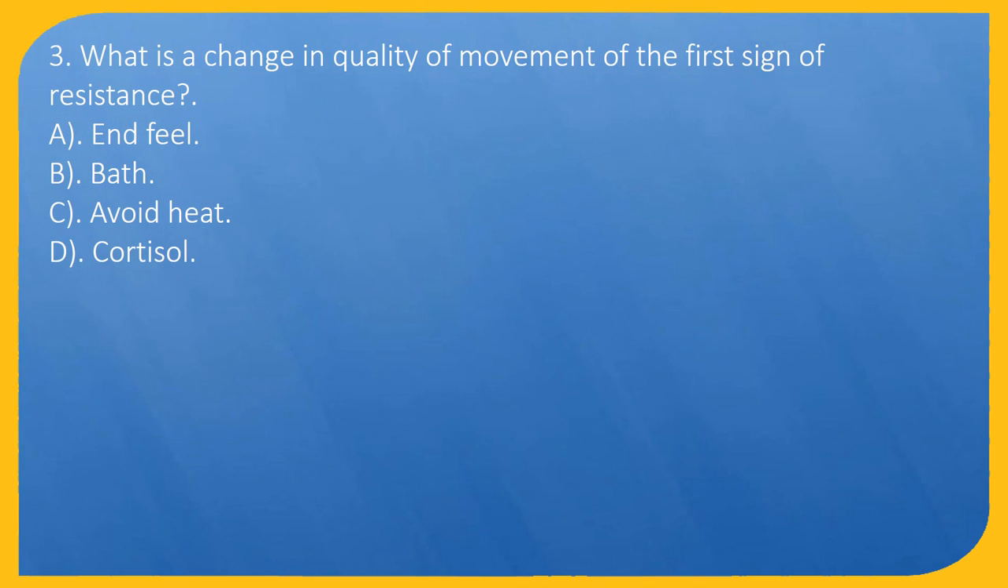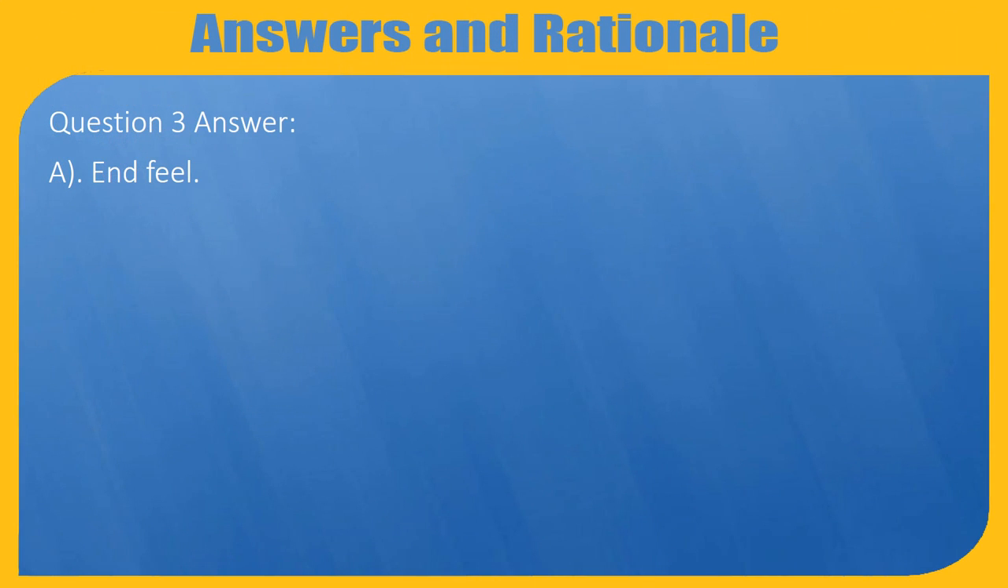Question 3. What is a change in quality of movement or the first sign of resistance? A. Onset of end feel. B. Bath. C. Avoid heat. D. Cortisol. Question 3. Answer. A. Onset of end feel.